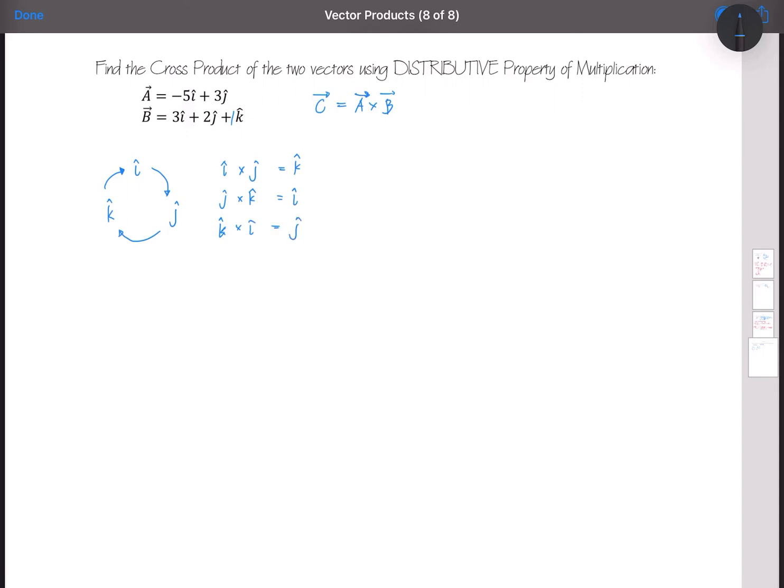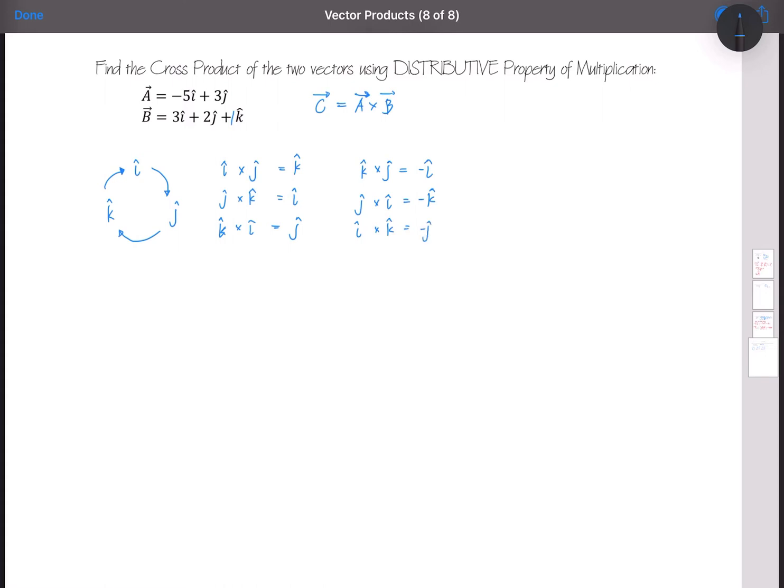Now, if we go the opposite way, that will give us the negative sign. Take note that cross product is non-commutative, therefore we cannot interchange this. So what does that mean? For example, k hat times j hat will give us negative i hat. It's going the opposite way. Another, j hat times i hat is equal to negative k hat. And we also have i hat times k hat is equal to negative j hat.